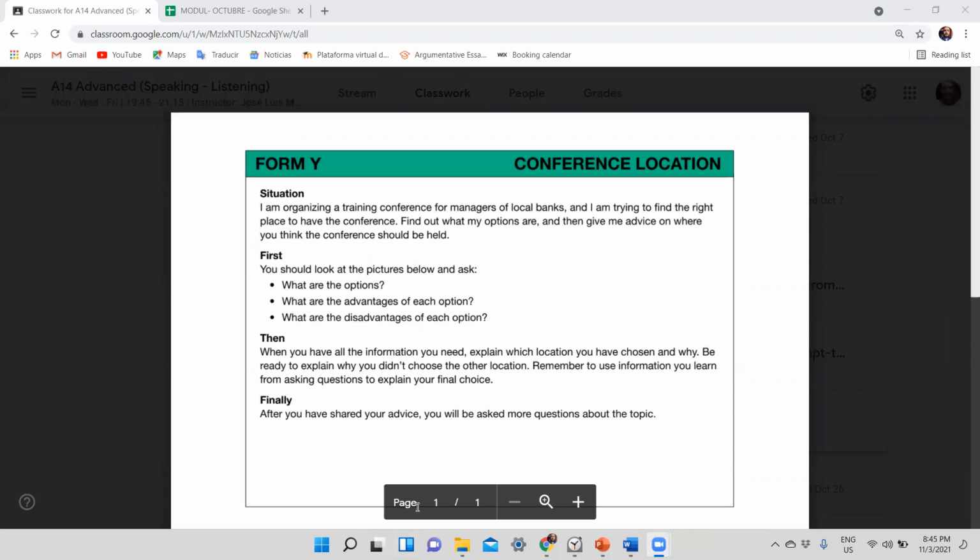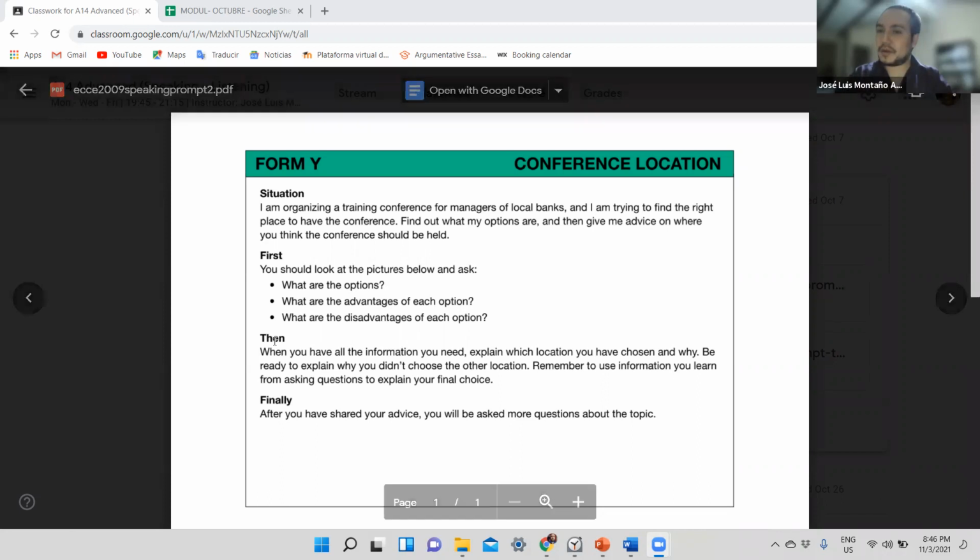First, you should look at the pictures below and ask, what are the options? What are the advantages of each option? What are the disadvantages of each option? Then, when you have all the information you need, explain which location you have chosen and why. Be ready to explain why you didn't choose the other location. Remember to use information you learn from asking questions to explain your final choice. Finally, after you have shared your advice, you will be asked more questions about the topic. Thank you very much, Carolina.